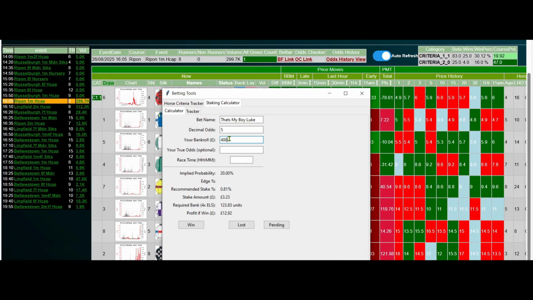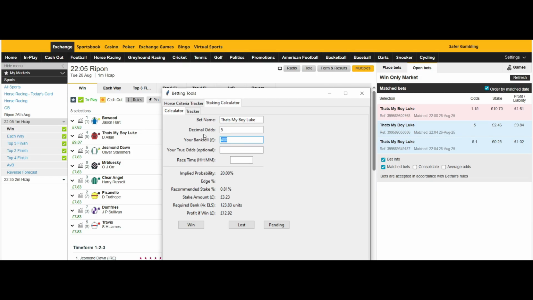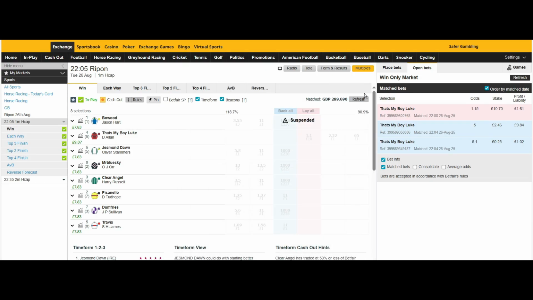I might have set the bankroll incorrectly there according to what's been taken on. Yeah, it's a little bit off from the bot, but that's fine. Just keep an eye on that, make sure your bankroll is corrected each day. Happy with that, we'll move on.